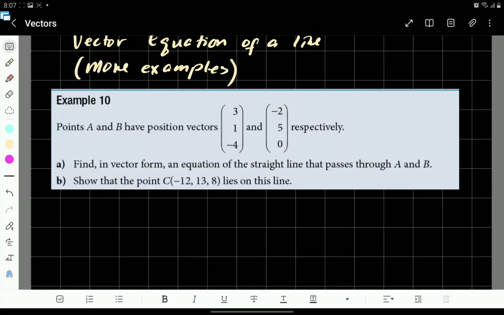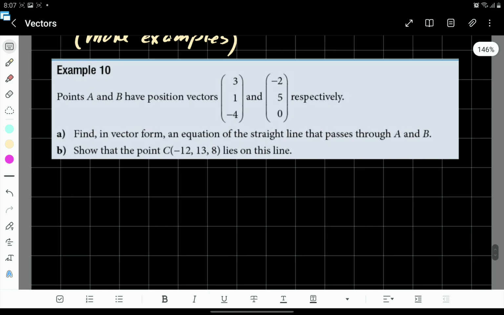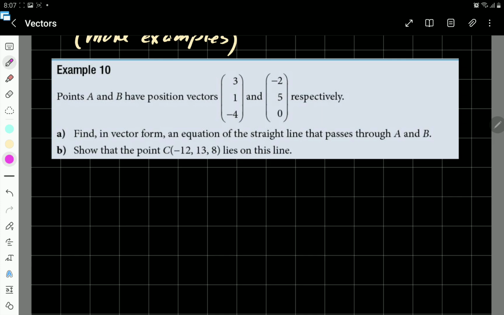Let's proceed to the past papers and discuss more examples. The points A and B have position vectors as given, respectively. Find, in vector form, an equation of a straight line that passes through A and B.